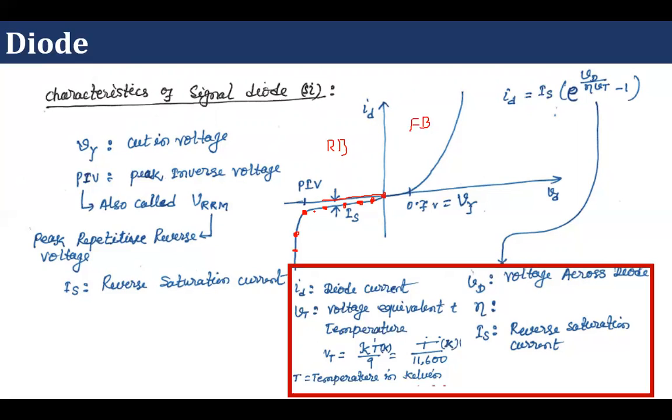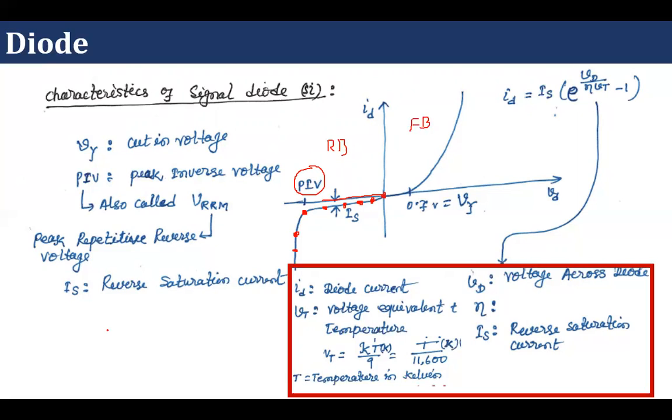It means breakdown happens in that device, the junction breaks, and the voltage at which this process happens is known as the peak inverse voltage. That means we do not have to apply a voltage greater than this limit, otherwise the junction will break.